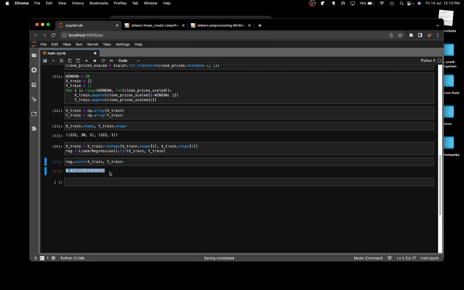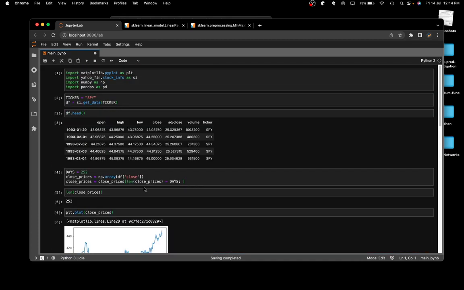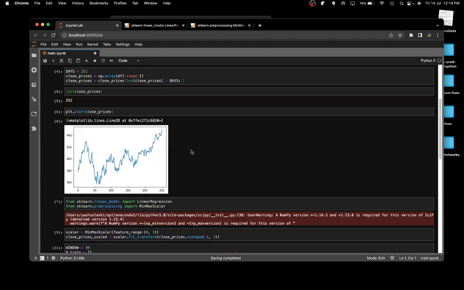So it is saying that we have a 95% accuracy. This is an important statistic to keep in mind. Accuracy of linear regression model is, and we'll have to multiply it by 100%. There we go. So this is the accuracy as predicted by the linear regression model. Keep in mind that this accuracy is computed by calculating the residual, which is done by the MSE, the mean squared error, and then you average over all the mean squared errors, which gives you the loss, and then you calculate the accuracy based on that, I'm pretty sure. So now we have the accuracy of our linear regression model.